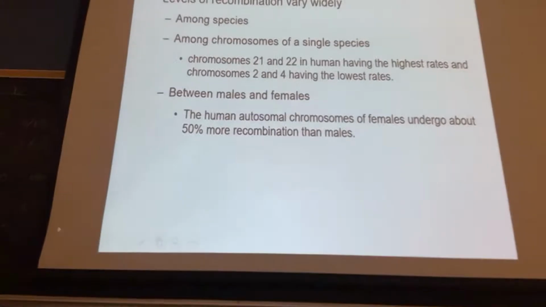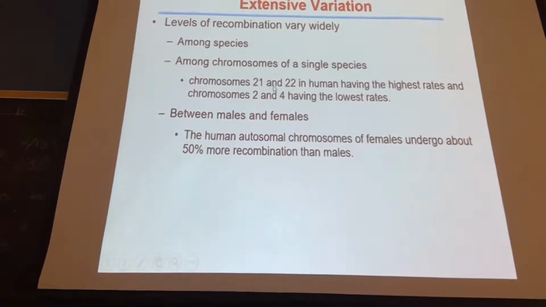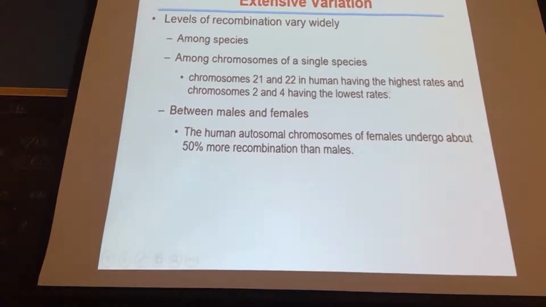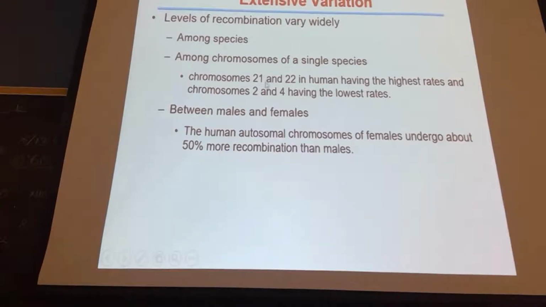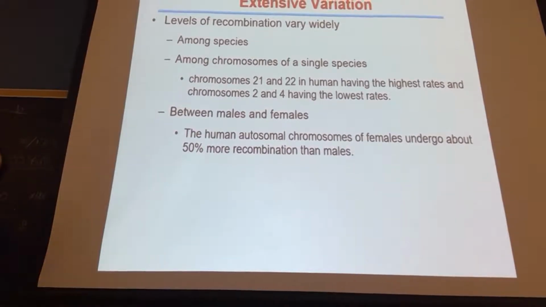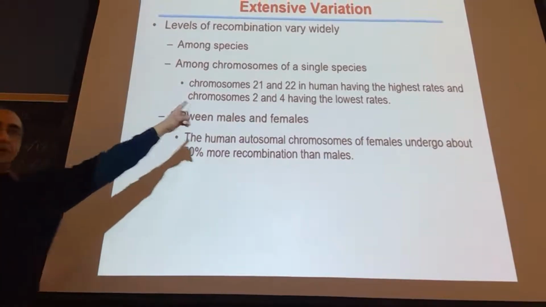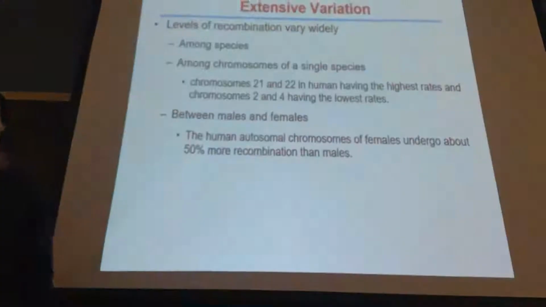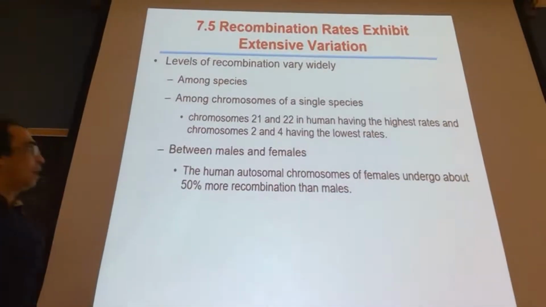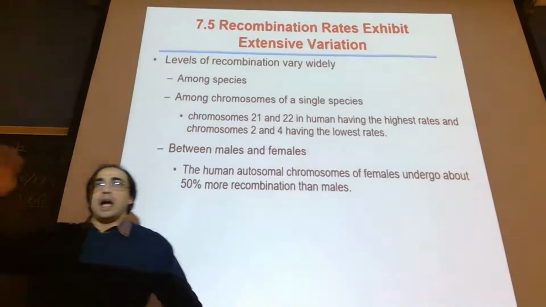And among chromosomes of a single species, chromosomes 21 and 22 in human have the highest rates compared to chromosomes 2 and 4. These are chromosomes in the same cell, but chromosomes 21 and 22 have a high rate of recombination, a high rate of crossing over, while these other two chromosomes do not have a high rate of crossing over.